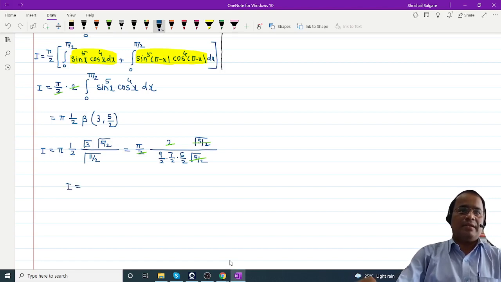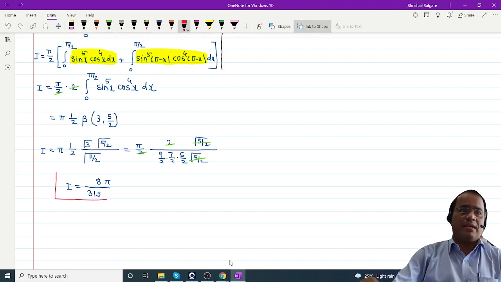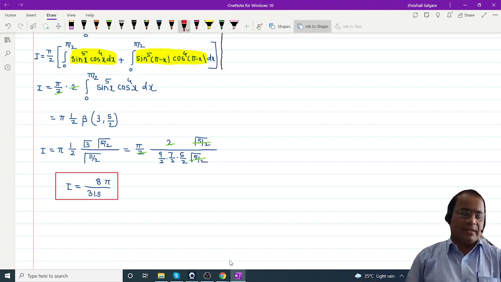I is equal to, what is the numerator? 2 into 2 into 2, 8. 9 into 7 into 5, 315. Yes, very good. So the final answer is I is equal to 8 pi divided by 315.